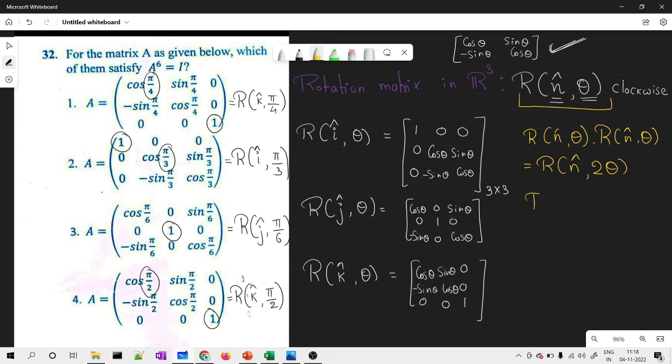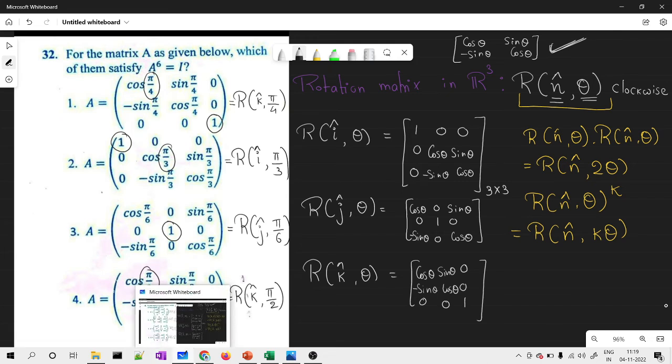So can you observe this? If I apply R n cap theta k times, if I multiply it k times, the answer is going to be R with the axis of rotation the same, but the angle of rotation becomes k times. So can you see which of the following, if I apply the power 6 to each of them, could convert to the identity matrix? Let us observe which of the following would satisfy that.